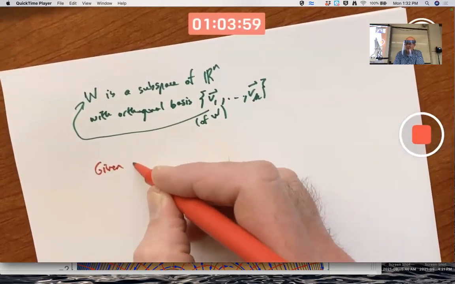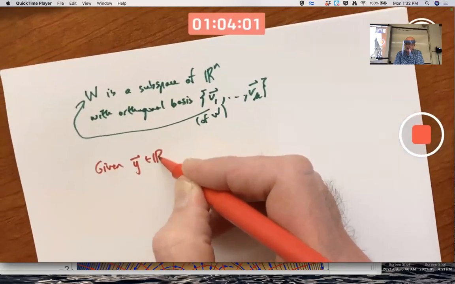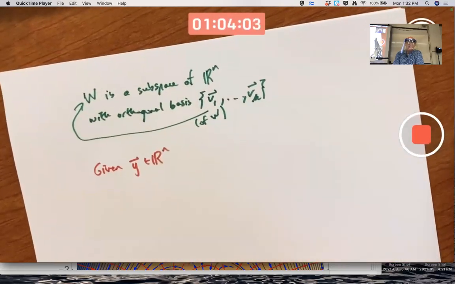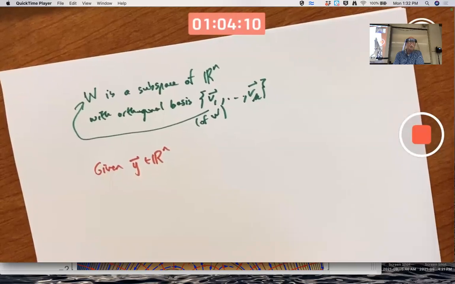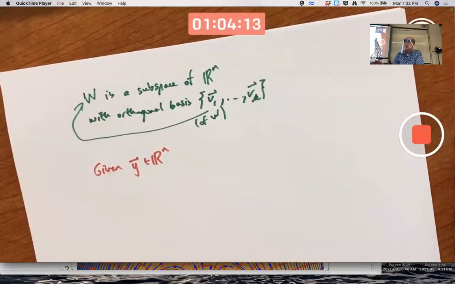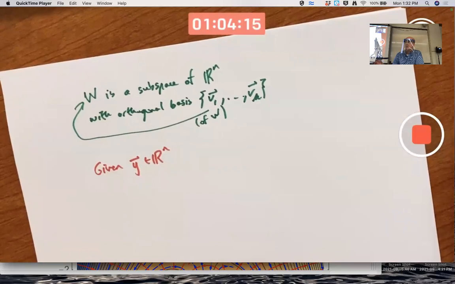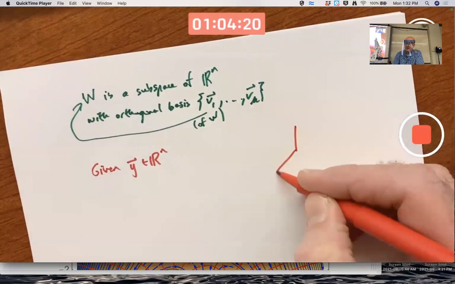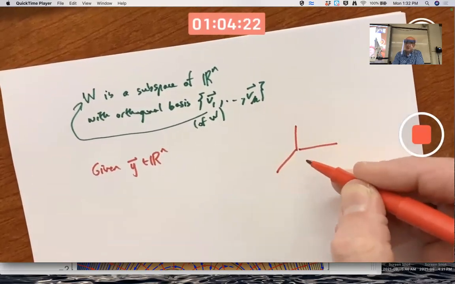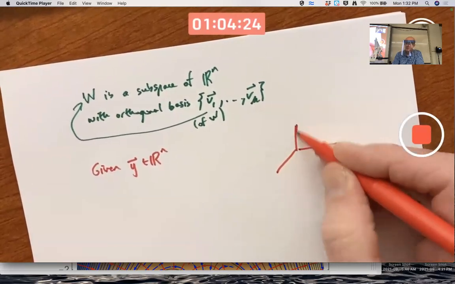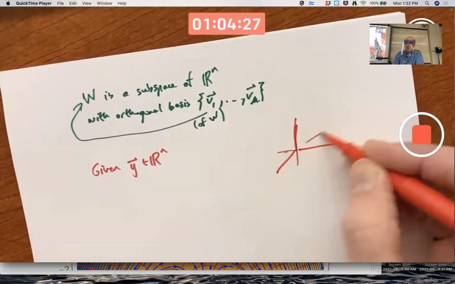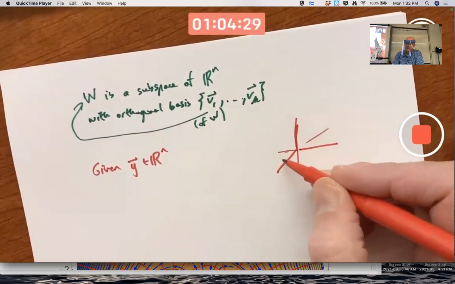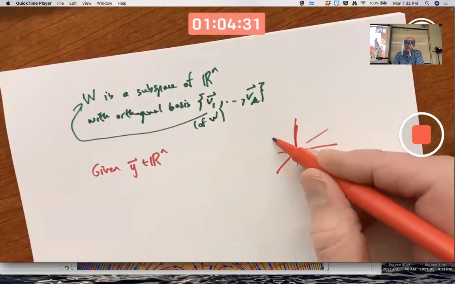Given a vector y in Rn, we want to compute the projection vector of y along W. It's a generalization of projections that we talked about way back in September. Pretend n is 3, so we're talking about R3 here and k is 2. So this is supposed to be a picture of R3 here. And W is a plane through the origin, say, maybe like this.